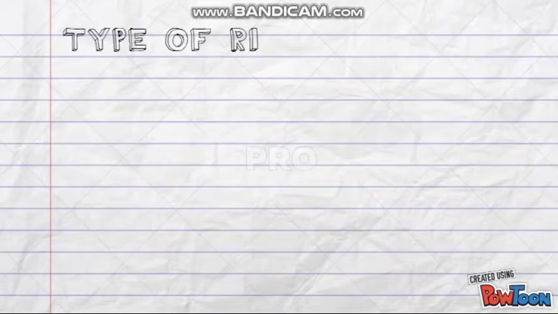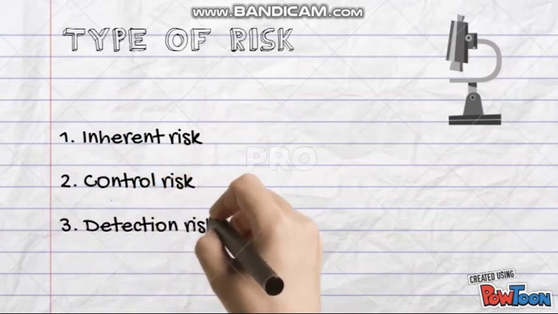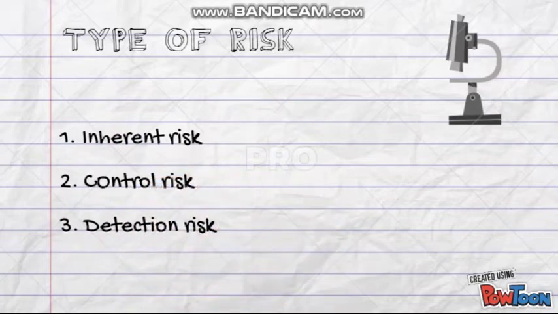The types of risk are: 1. Inherent risk, the risk that exists within an organization, experience and professional judgment. 2. Control risk, the client's internal control system. 3. Detection risk, the remaining material misstatements that will not be detected by the auditor.